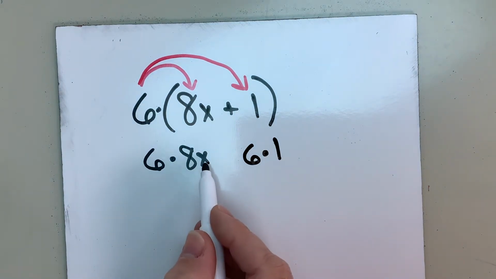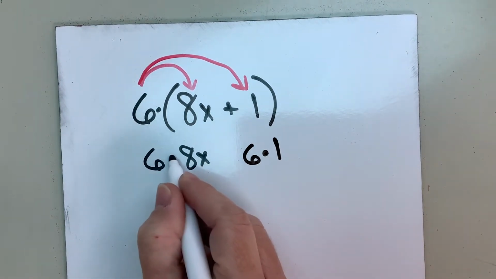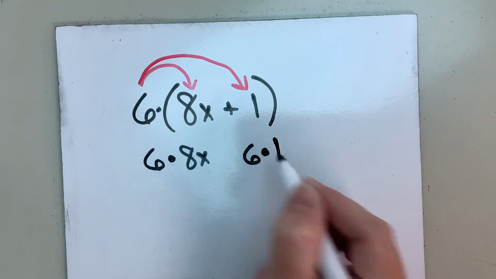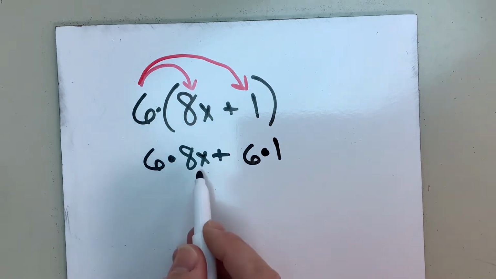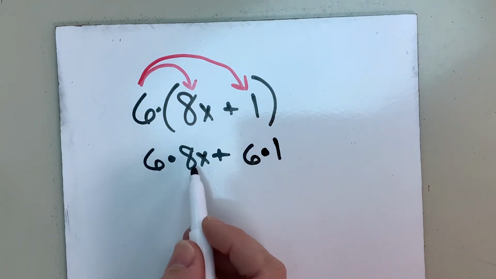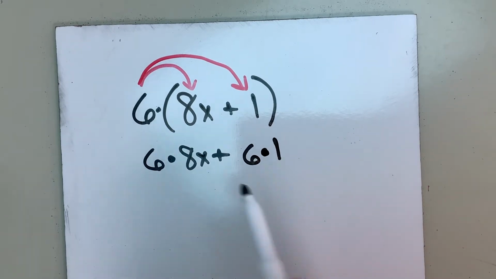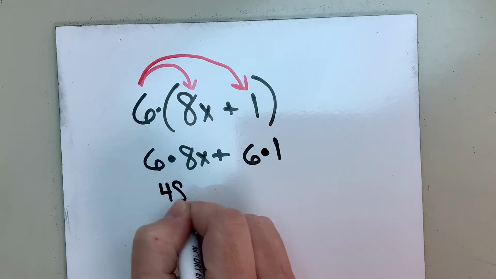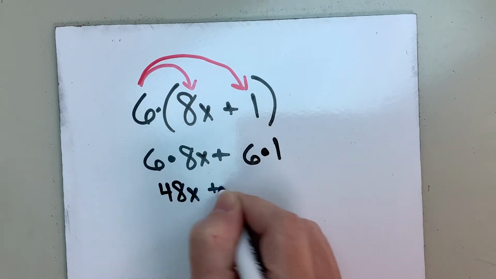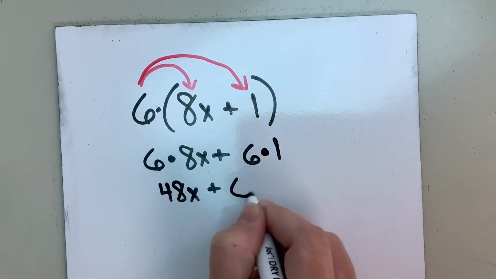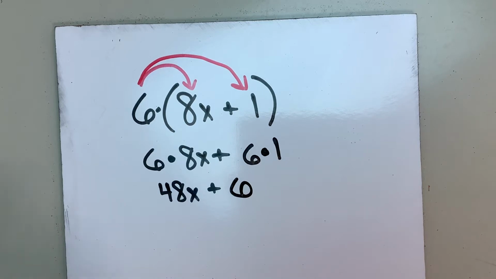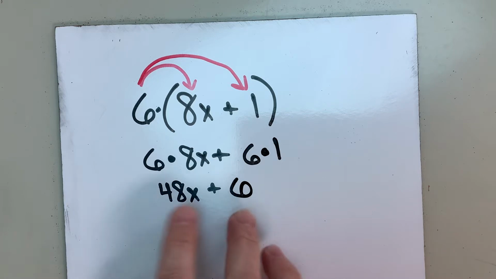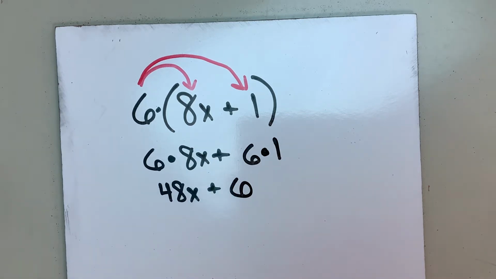And the x there is one of the reasons why we want to learn to use the dot or parentheses, because that can get confusing. Is this an x or is this multiplication? Now, when I work this out, 6 times 8 is 48x plus 6 times 1, which is 6. Again, this has a variable, this has an x. This does not have a variable, so these are different and we cannot put them together.